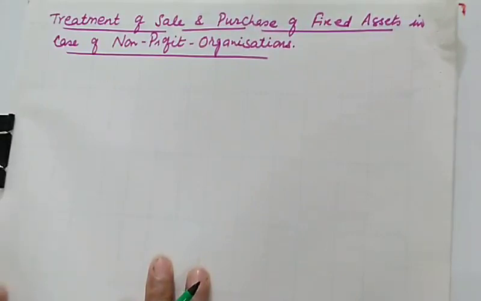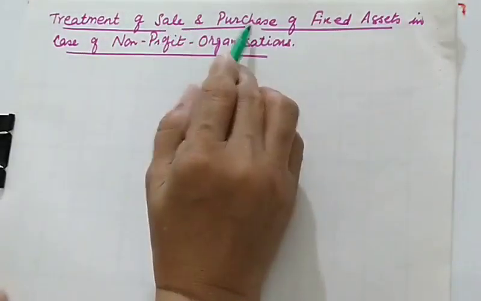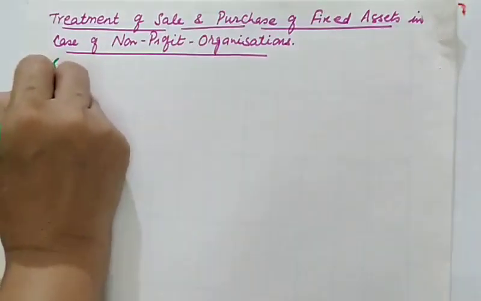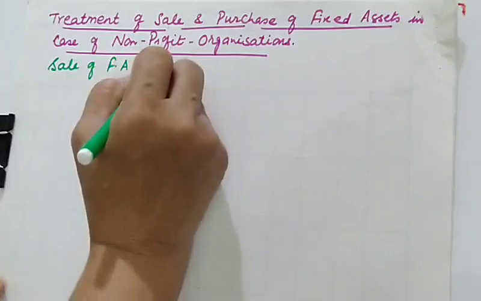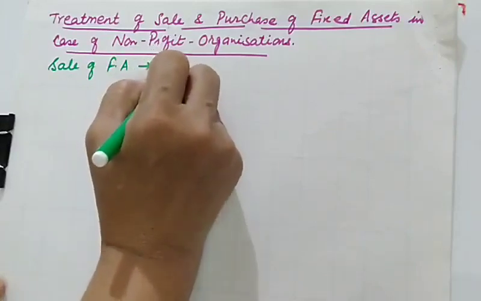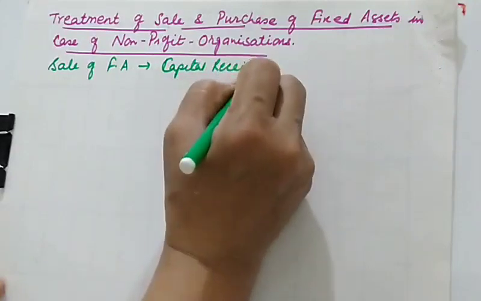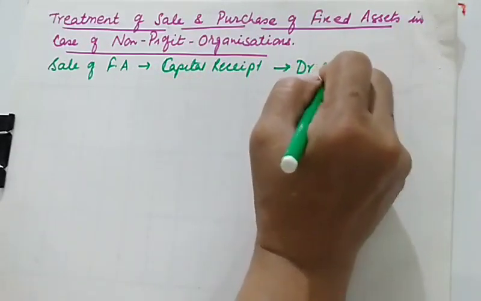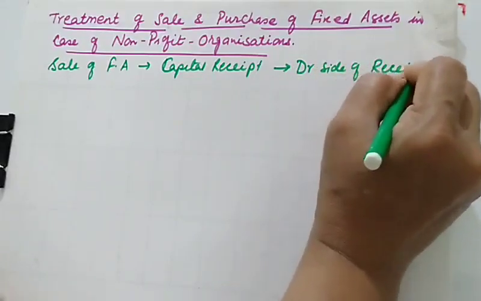In today's lecture we will be doing the treatment of sale and purchase of fixed asset in case of non-profit organization. As you know that sale and purchase both are capital items. So whenever there is a sale of fixed asset, it is a capital receipt. So this has to be shown on the debit side of receipts and payment account.